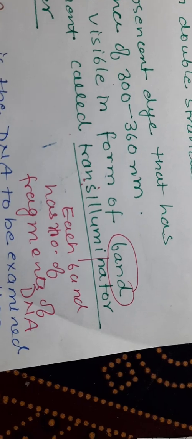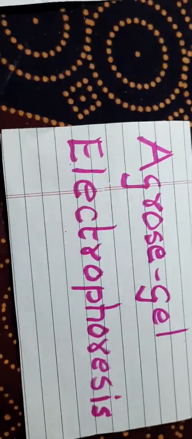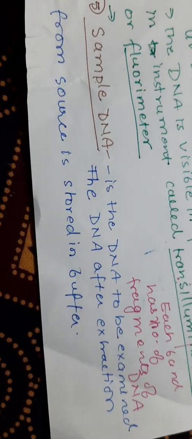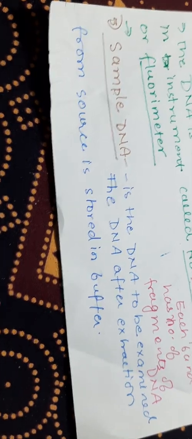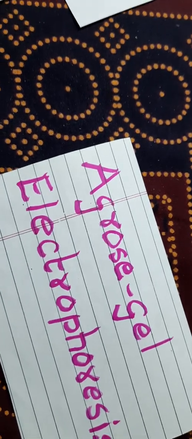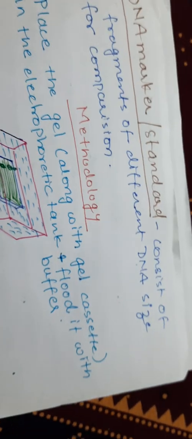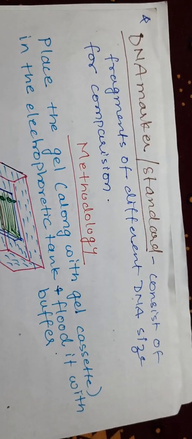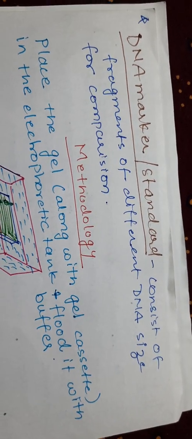Now, what are bands? Each band has a number of fragments of DNA, so ultimately they represent the size of the DNA. Next is the sample DNA. The sample is the DNA to be examined. The DNA after extraction from the source is stored in buffer, and now it is ready to be used as sample DNA. Then we also use the marker DNA, which is a standard and consists of fragments of different, known DNA sizes for comparison.